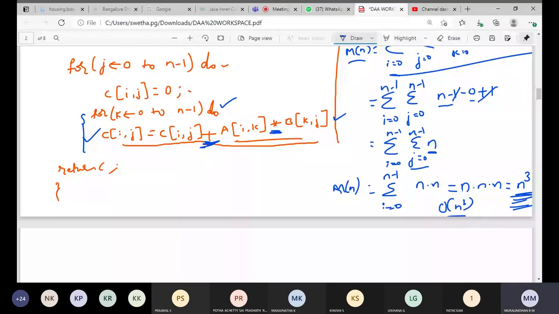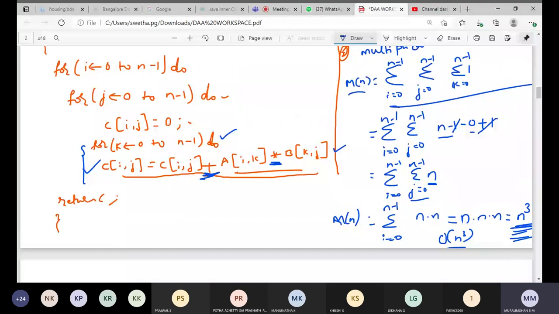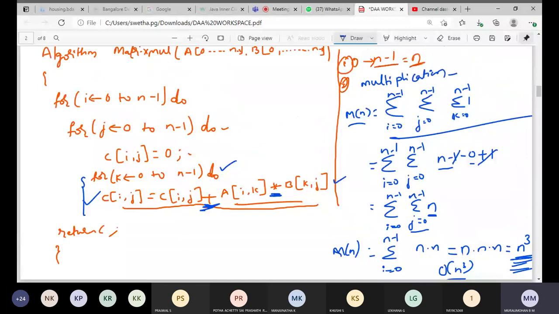Any doubt here? Kindly respond, please. Just analyze how we are getting this n cube for matrix multiplication.